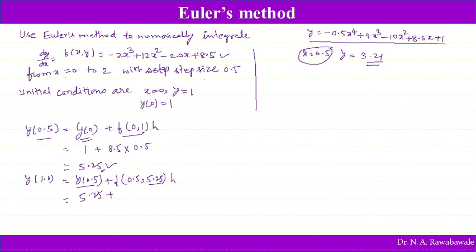If we substitute 0.5 in this differential equation 1, then we get minus 2 into 0.5 to the power of 3 plus 12 into 0.5 square minus 20 into 0.5 plus 8.5, into h value is 0.5, which is equal to 5.87. Now the true solution at x is equal to 1.